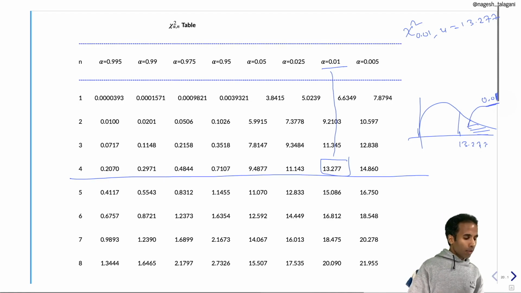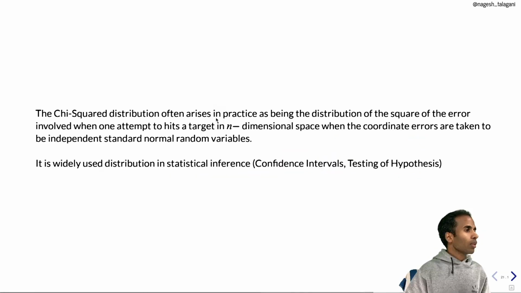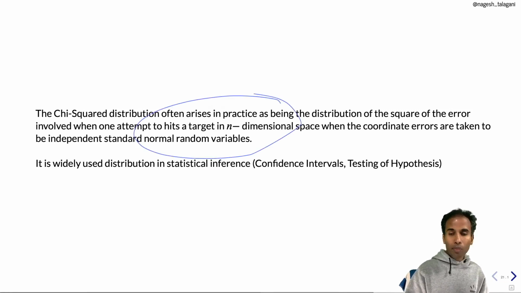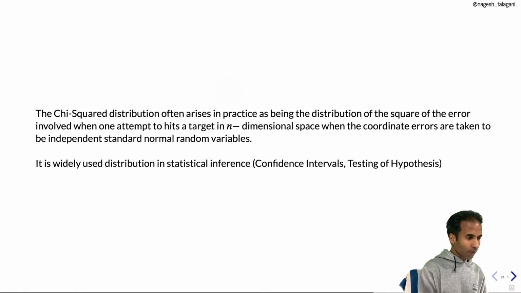Okay, next. The chi-square distribution often arises in practice as being the distribution of the square of errors involved when one attempts to hit the target in n-dimensional space when the coordinate errors are taken to be independent standard normal random variables. It is a widely used distribution in many statistical methods. Let us see this by simulation.